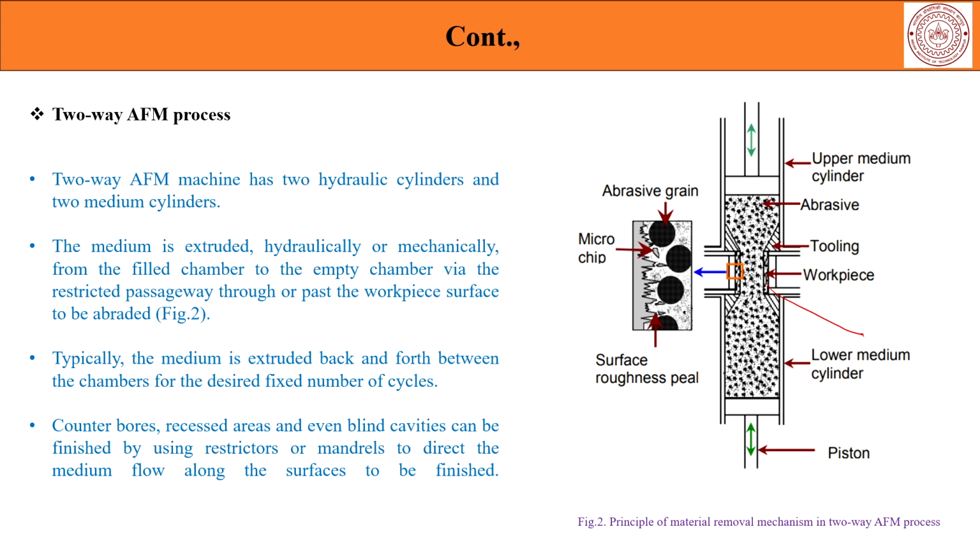So, typically the medium is extruded back and forth the chamber, and the desired number of cycles are fixed, which will give a certain Ra value after implementation of all the cycles. And the counter bores, recessed areas, and even blind cavities can be finished by using restrictors or mandrels to direct the medium flow along the surfaces to be finished. So, that is a two-way AFM process.